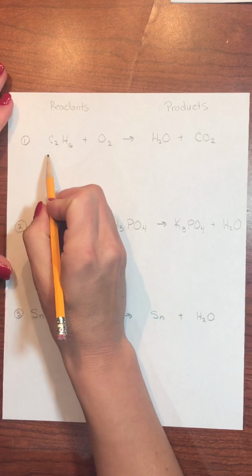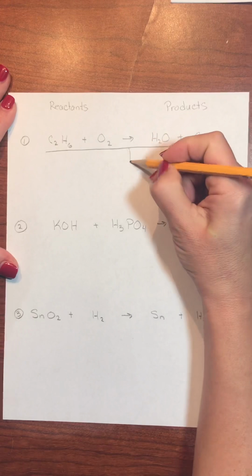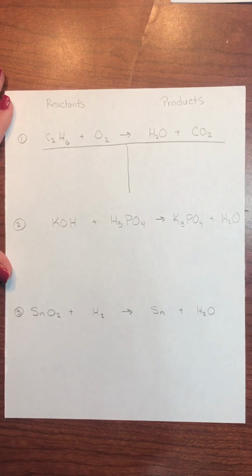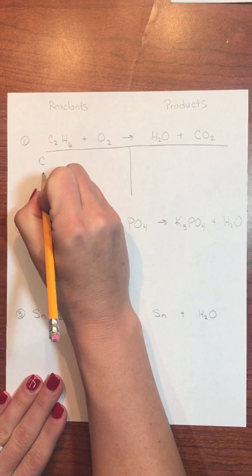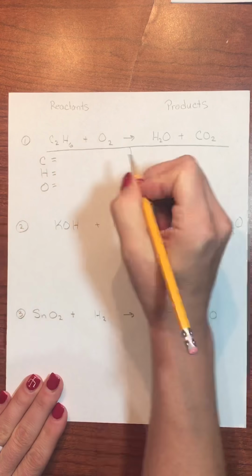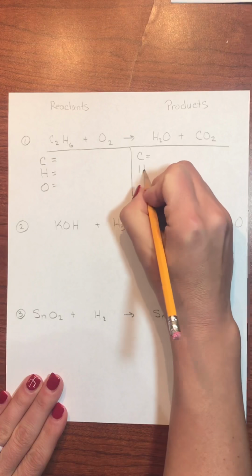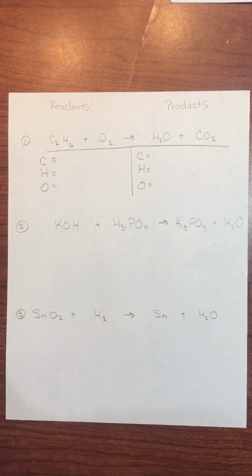So the first thing we want to do is underline the entire equation. We want to separate the reactants from the products. And we want to list the elements in a column. We have carbon, hydrogen, and oxygen. We always want to leave hydrogen and oxygen as the last two elements to balance. They often tend to balance themselves.